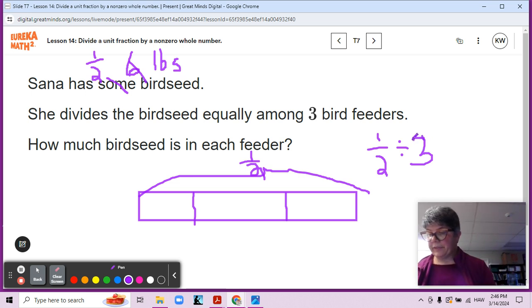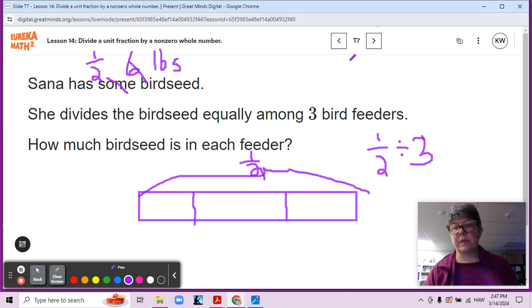This is way different than the division expressions that we had before, right? Because we had whole number dividends and whole number divisors. In other words, we had a whole number divided by a whole number, but now we have a unit fraction dividend divided by a whole number divisor. So this is new, and today we're going to learn how to divide unit fractions by whole numbers.